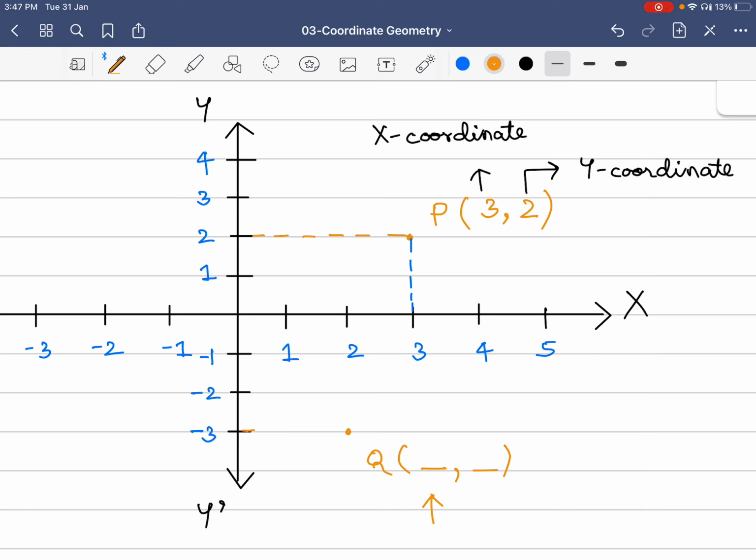So let's draw a perpendicular. Okay, what will be this value? Okay, this value will be equal to 2. So 2 becomes my x coordinate.